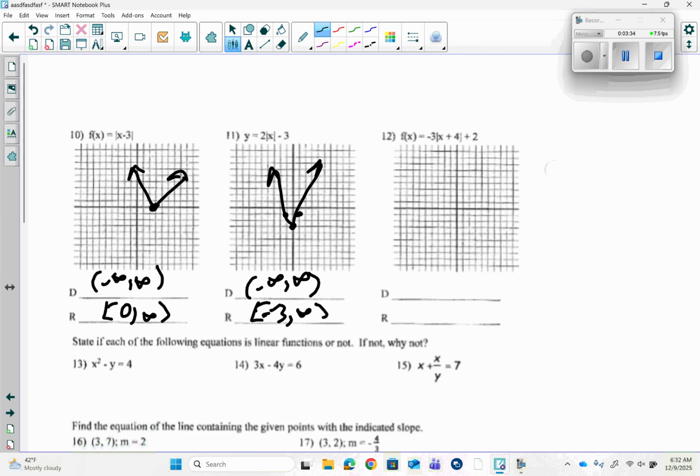On this one, it's going to shift left 4, up 2, and it's going to grow down. So right 1 down 3, left 1 down 3. So our domain goes negative to positive infinity. Our range goes from -infinity, remember bottom to top, to +2, square bracket.